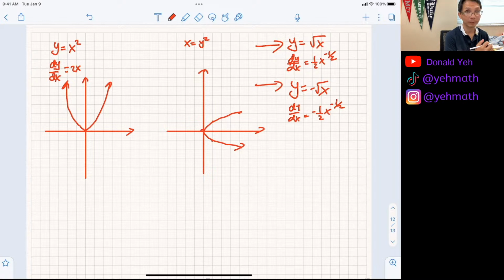Why is it to the power of -1/2? Because this one is equal to x to 1/2. You put it in the front, subtract by 1. So the power subtract 1/2. Oh, yeah. Sorry. No, that's okay.